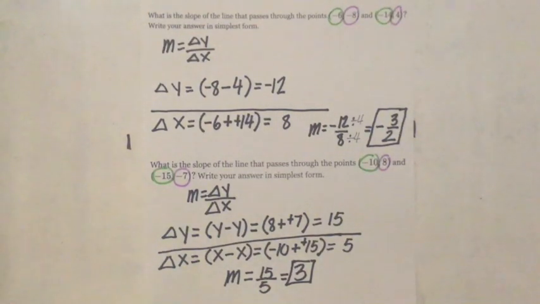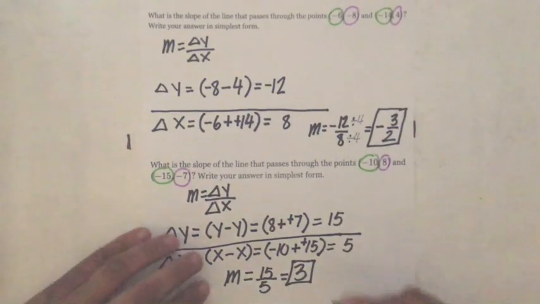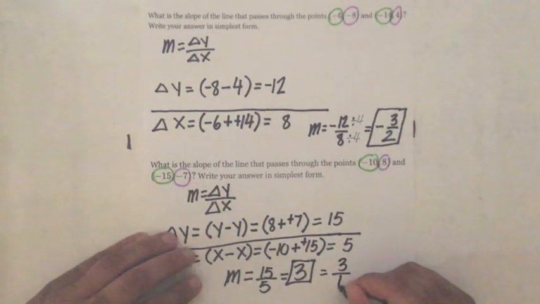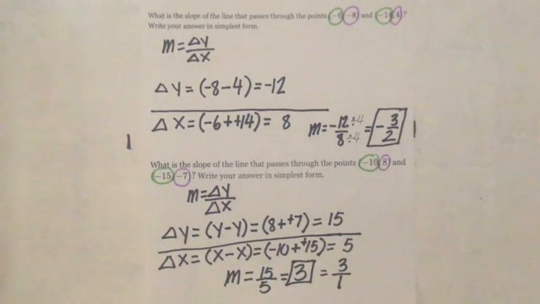So you would go up 3 and over 1, right? You make it as a fraction, right? It's 3 over 1. You would go up 3 and over 1.